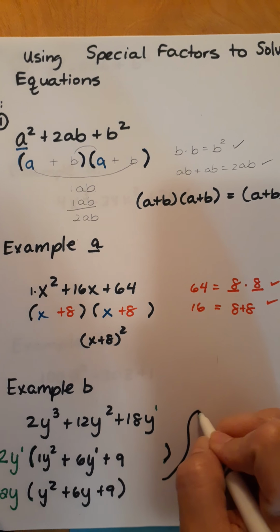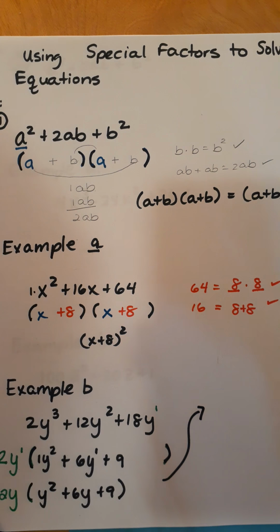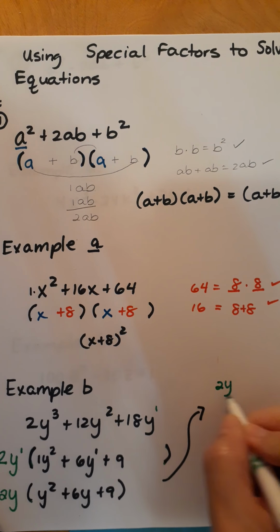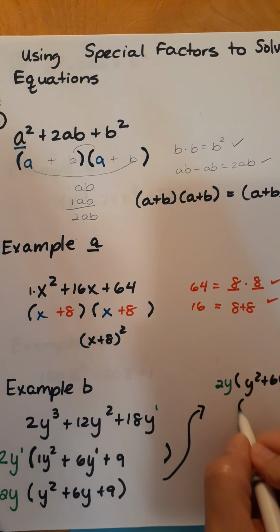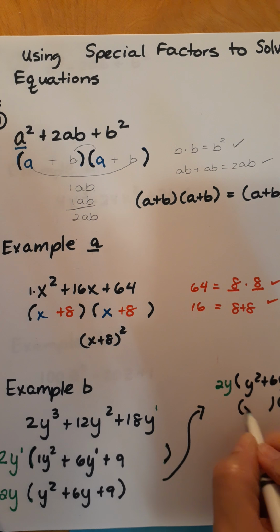I'm going to start over here to save some space. Let me write it again. 2y, y squared plus 6y plus 9. Okay, so let's make these two parentheses. Y and y, that's an automatic thing. And the 9, so I have to say to myself, let me do this in blue.